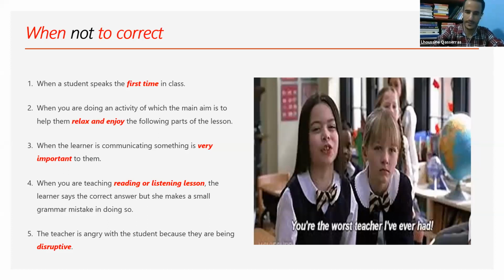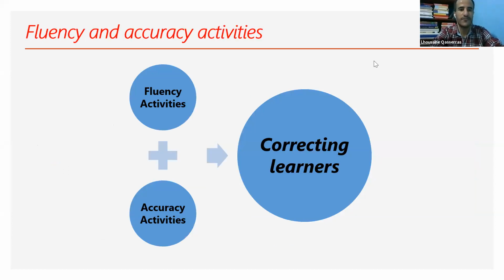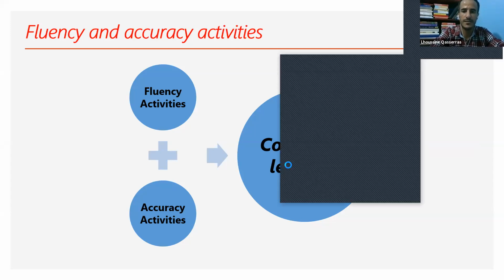Let's move on now. The next one, fluency and accuracy activities. When to correct when it is a fluency-based activity, when to correct when it is an accuracy-based activity. Okay. So Sundus, make mistakes and let students correct you to show that mistakes are human. Wonderful. Okay, good. All right, so let's move on to the next one. Let's have some practice.